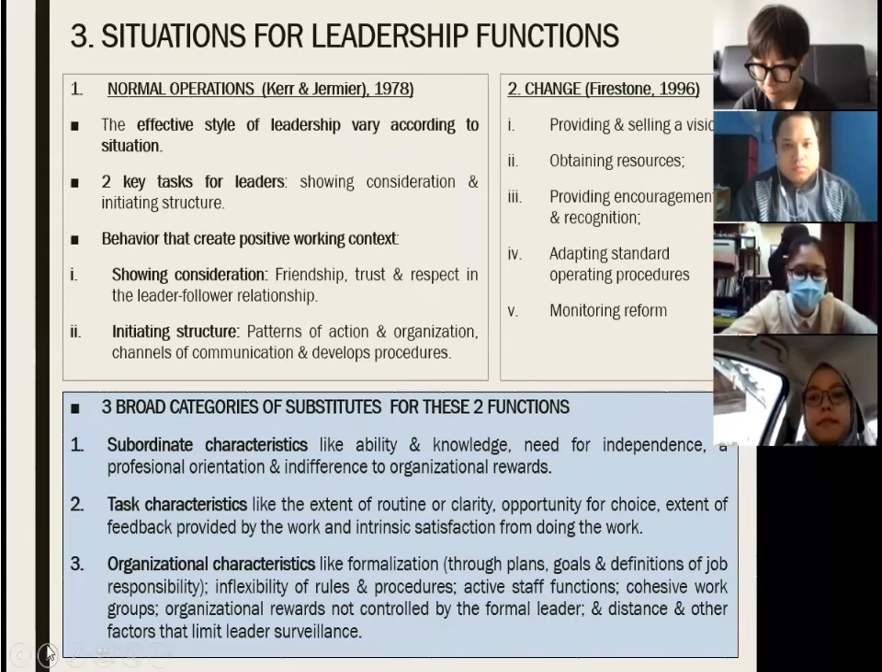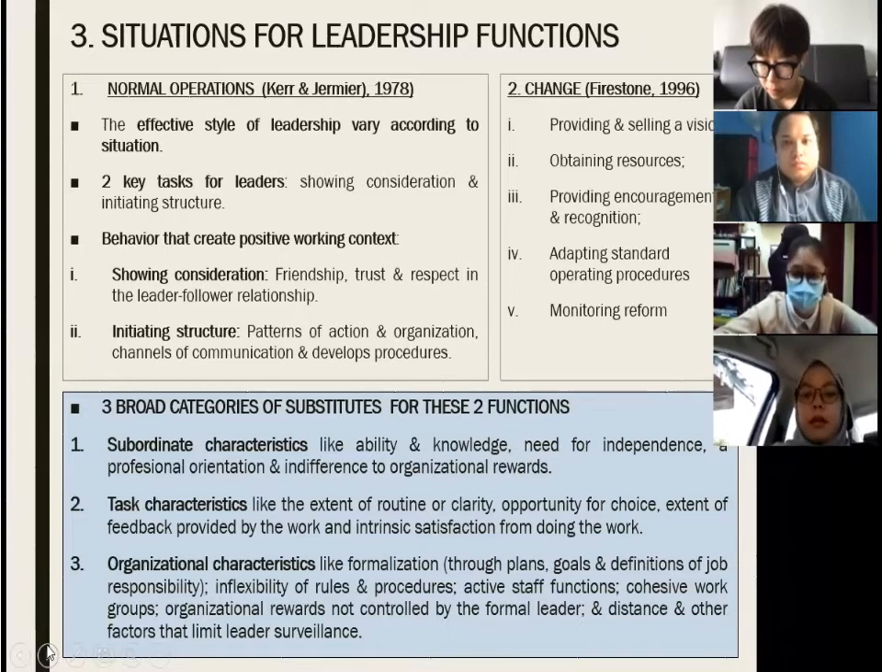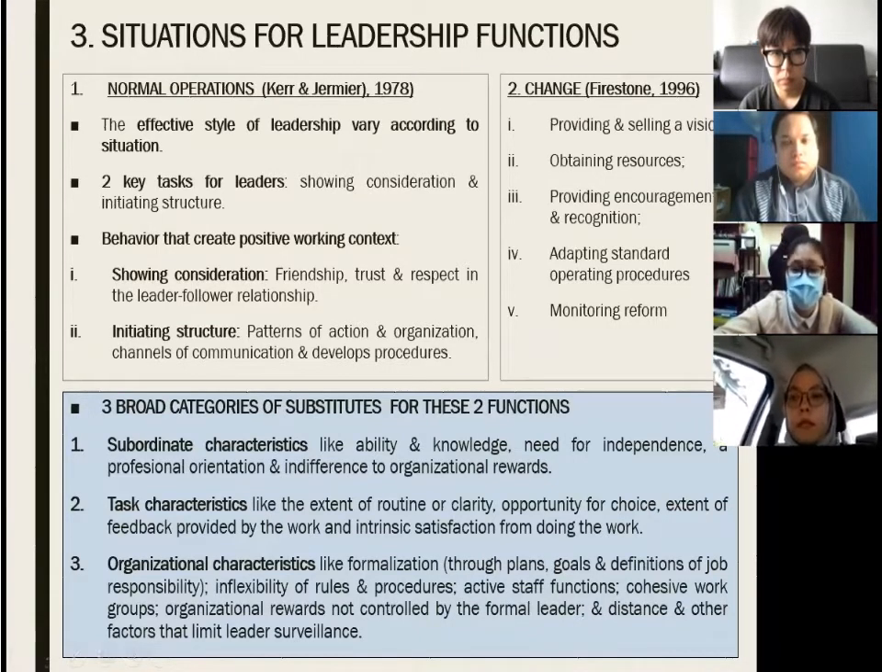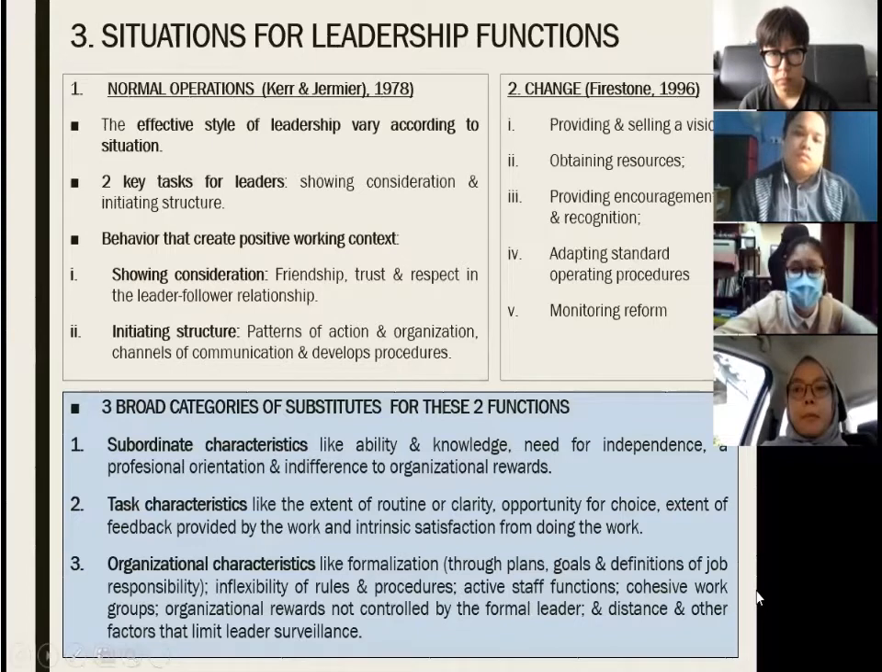Now, I will discuss the situations for leadership functions. There are two situations for leadership functions. Firstly, in normal operations, and later in change. In normal operations, the effective styles of leadership vary according to situations. The behaviors that promote two key tasks for leaders in creating a positive working context are: first, showing consideration by enhancing friendship, trust, and respect. Second, initiating structure, such as action plans, communications, and procedures.